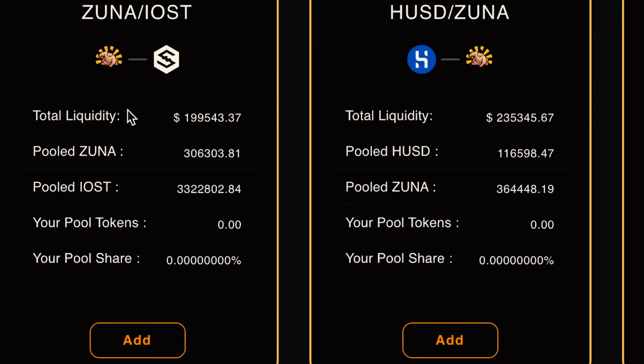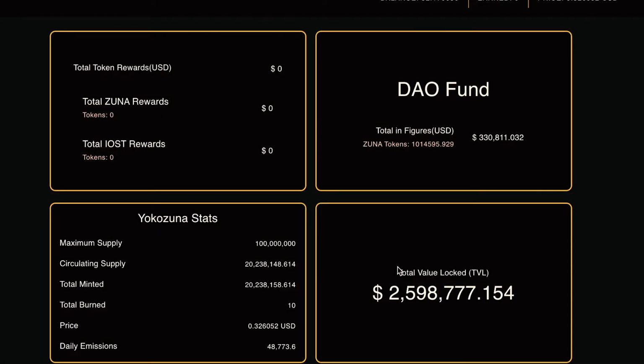So as an investor, if I needed to sell $3,000, $5,000, $10,000, or $500 worth of Zuna tokens, at least I know the funds are there. They're in the liquidity pool. So right now, the total value locked, that's within all the staking pools, you're looking just over 2.5 million.